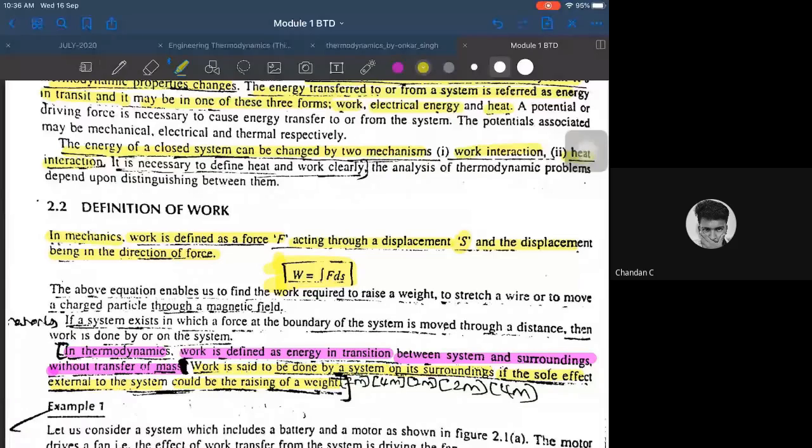The line I have marked in pink is one line, and in the next line you can take this particular data here. The actual definition: work is said to be done by the system on its surroundings if the sole effect external to the system could be raising of weight. And this definition of work is very important because it has been asked many times. I will keep writing the marks here. It has been asked once for 2 marks, once for 4, once for 2, once for 2, and once for 4.